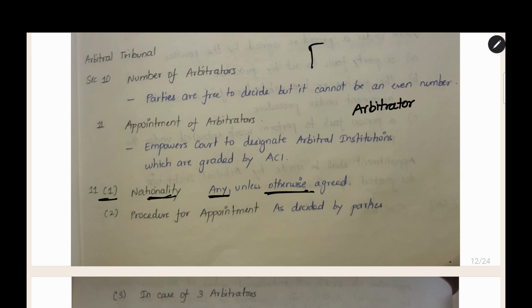For example, in your arbitration agreement, it is written that the arbitrator should be a US citizen or a US national. Then in that case, you cannot appoint an arbitrator of Indian origin. You have to go by the agreement. If there is no such agreement, then you can appoint any nationality like you want.